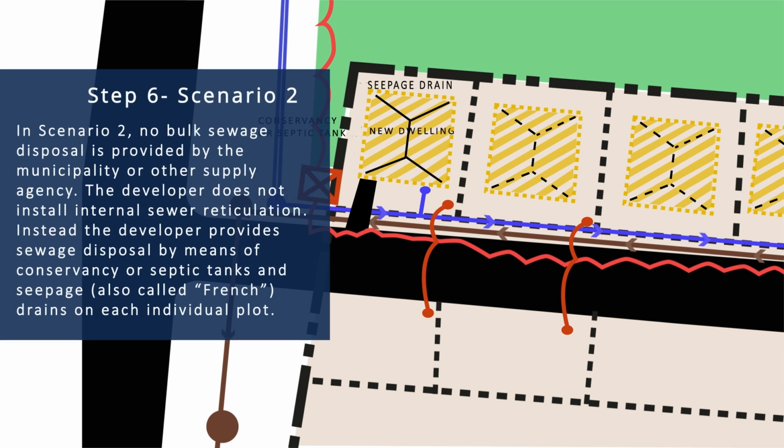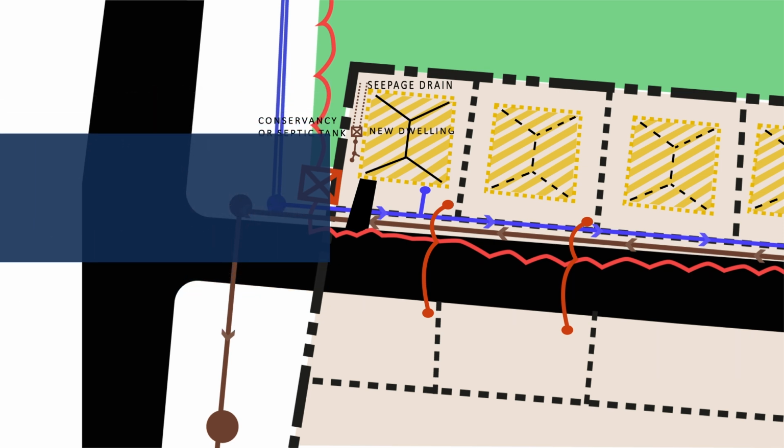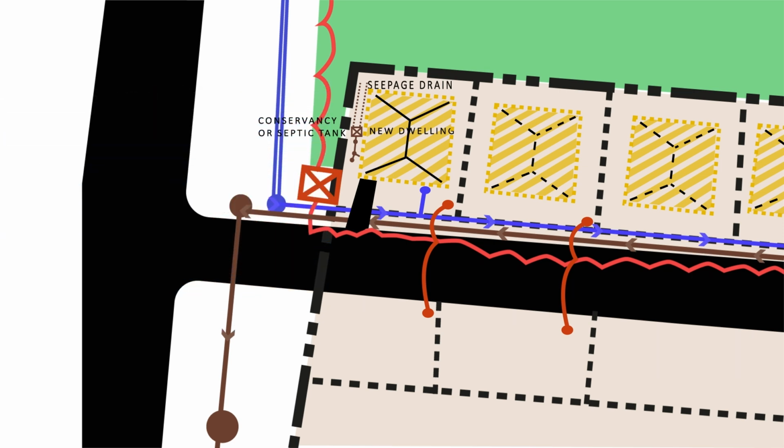In scenario 2, no bulk sewage disposal is provided by the municipality or other agency. The developer does therefore not install internal sewer reticulation. Instead, the developer provides sewage disposal by means of conservancy or septic tanks and French drains, seepage drains, on each individual plot. However, in some cases, the developer may even install a sewage treatment plant for the whole development and connect the individual plots to it via an internal reticulation system.